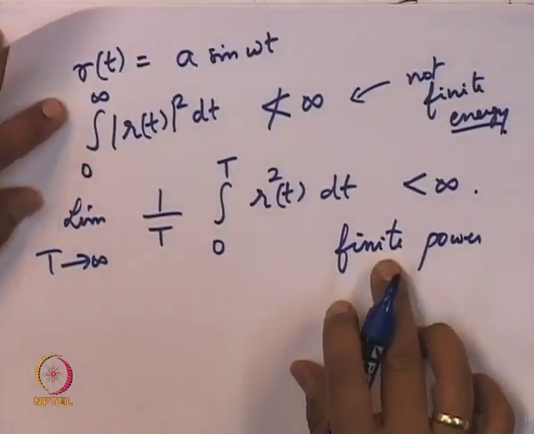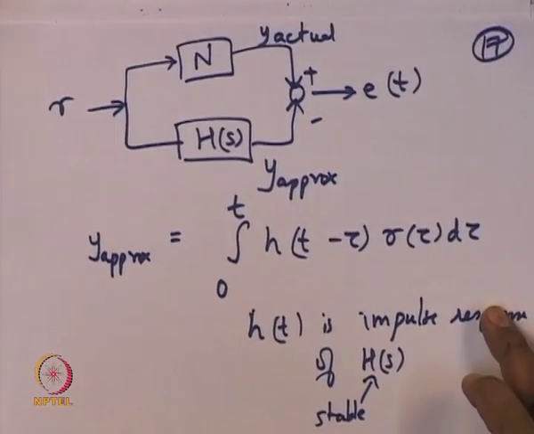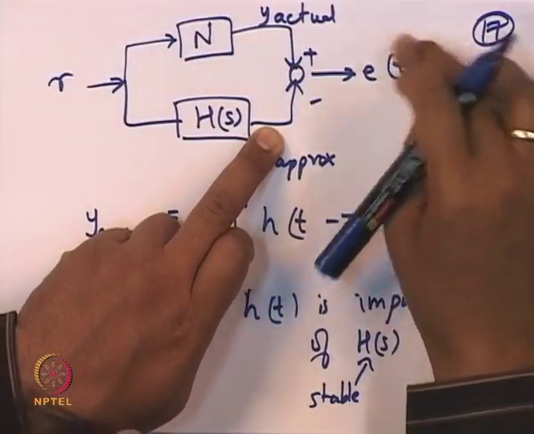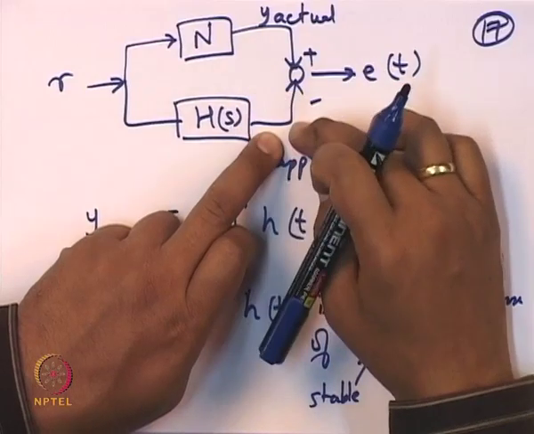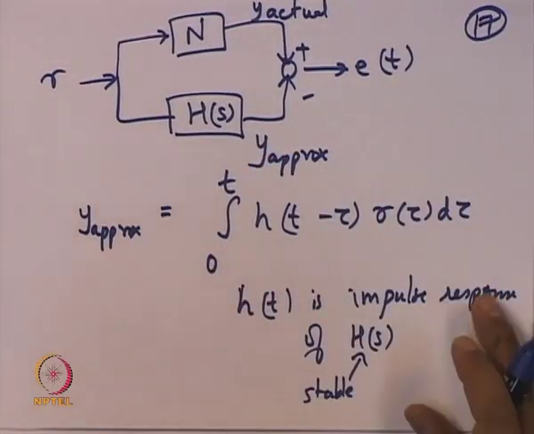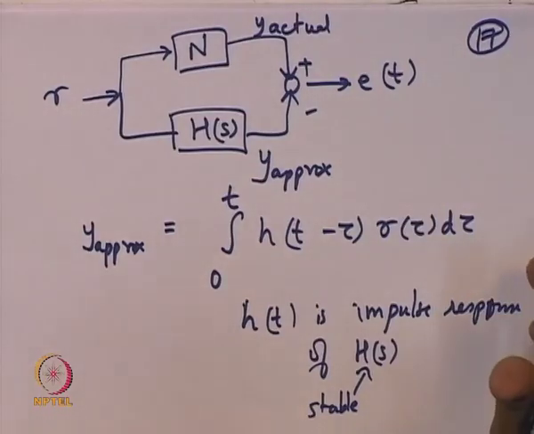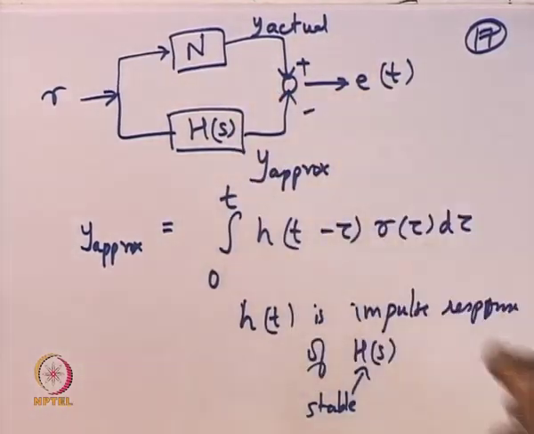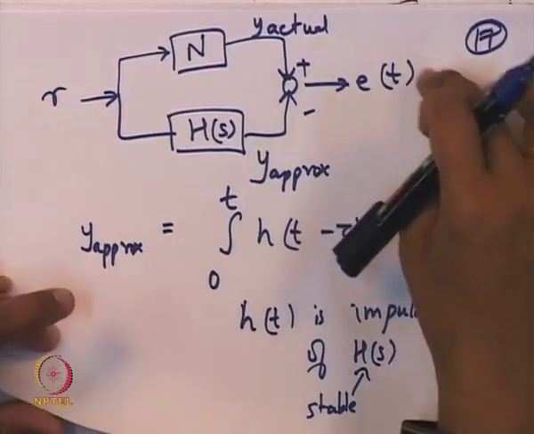So our input has finite power, and for systems that are bounded input bounded output stable, the output, let us come back to this example, the output y actual will also have finite power. If you have to minimize the power in the error, then this also has to have finite power, and the transients of h are all dying to 0. Because they are dying to 0, they have finite energy, and hence the average power in them is 0. Only the value of h when evaluated at j omega decides the average power in y approx, and when these two signals are subtracted, this average power in e is minimized.